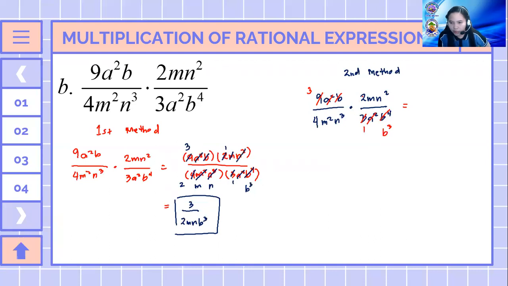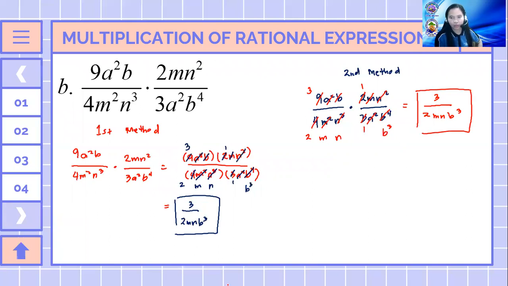And then we have 4 and 2. It will become 1. 4 will become 2. And then m, subtract exponent. We have now m. Same with n. So we have n. Then just copy the remaining terms. Multiply the numerators. 3 times 1, we have 3. And then 2 times 1, the numerical coefficient, so that is 2. And then just copy the remaining variables or terms. So we have m and b cubed. So we come up with the same answer as the first method.